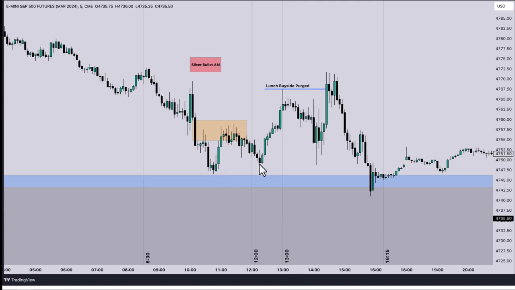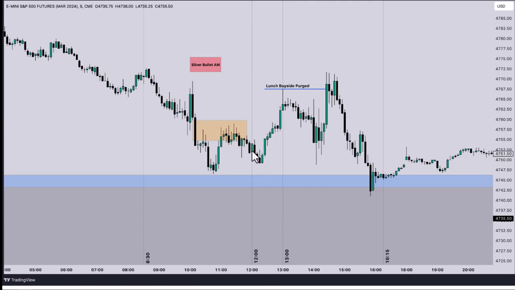Then during lunch, notice how lunch took out the sell side sitting here right before lunch, and then reached over for the buy side, taking out all this fair value gap action, but not taking out the morning buy side until later in the afternoon, when the lunch buy side had been created. The afternoon session actually took that out. Now, before taking it out, it actually took out the sell side down here, the lunch sell side.